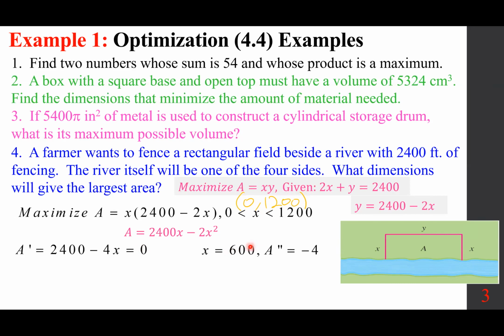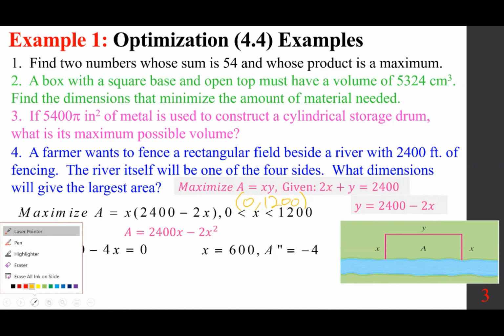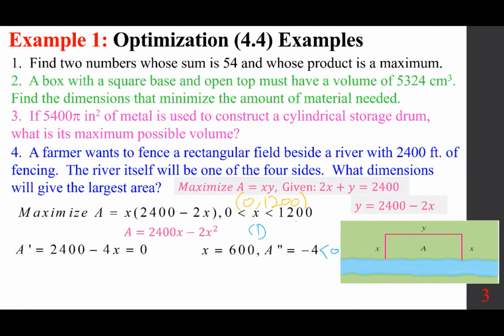So the second derivative test: here's A prime, and A double prime is negative 4. Negative means concave down, looking like that. And that means the max occurs at x equals 600.